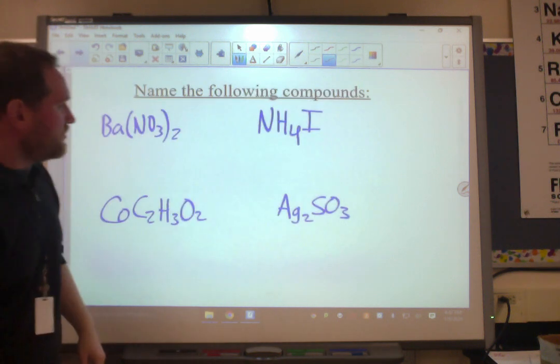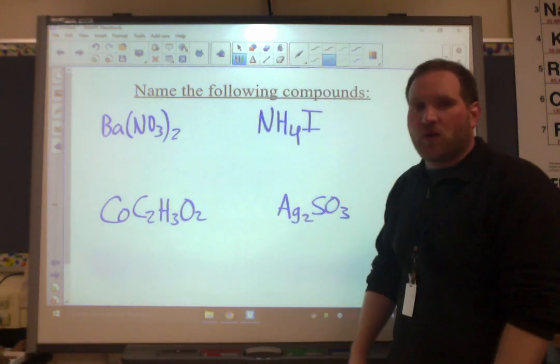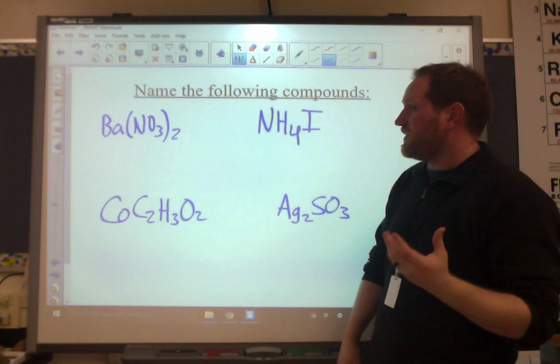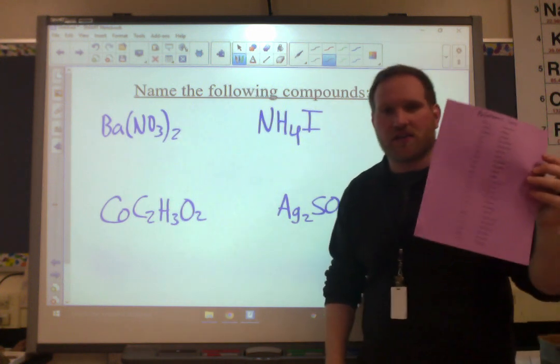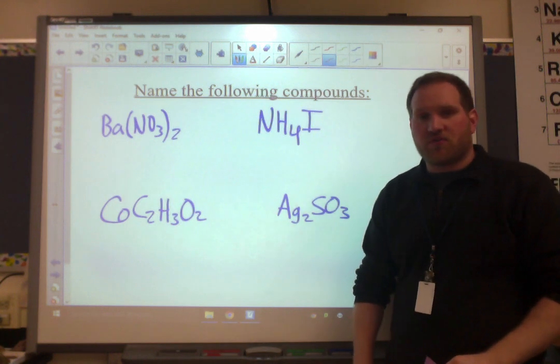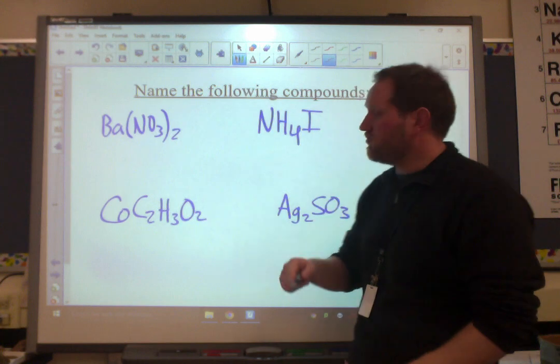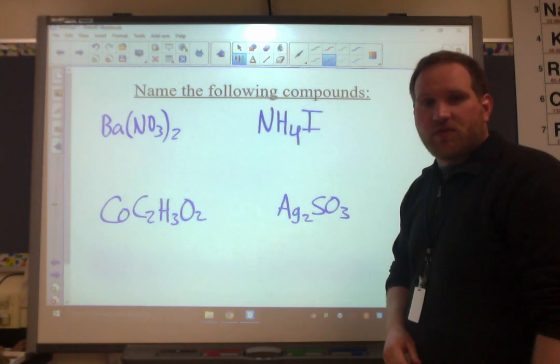Let's go through some examples. So in terms of naming, really the big question to ask yourself, first you have to identify the polyatomic ion, which is as simple as looking at your sheet. And then you really just ask yourself, type 1 or type 2? Barium, type 1 or type 2? It's type 1, it's in group 2A. So naming this is going to be very simple.